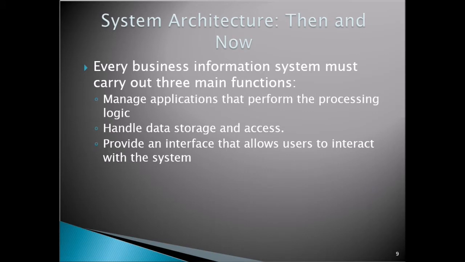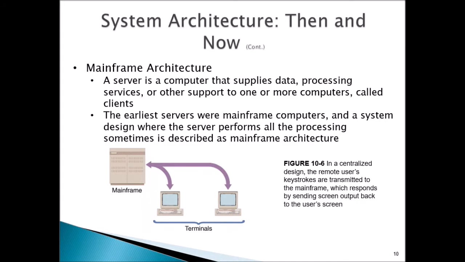Continuing on, every business information system must carry out three main functions. They are: manage applications that perform the processing logic, handle data storage and access, and provide an interface. Mainframe architecture. This is a then and now presentation.